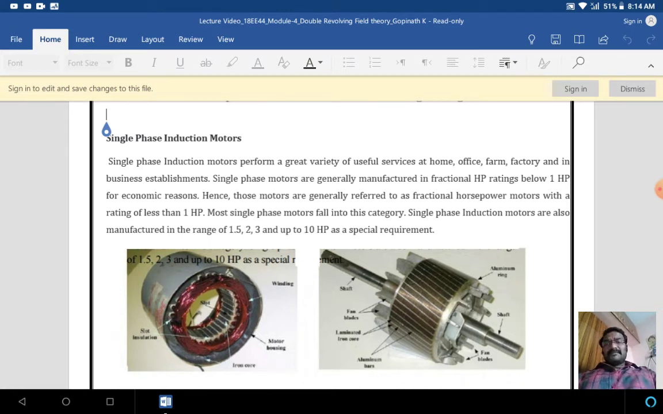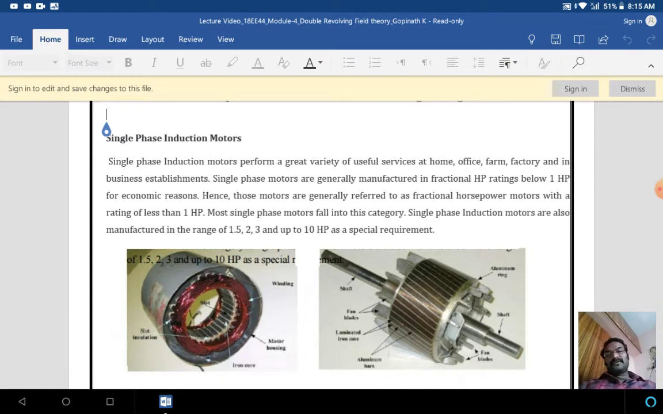Okay, what is double revolving field theory? Later we will see. First we see what single phase induction motors are. Single phase induction motors perform a great variety of useful service at home, office, farm, factory, and in business establishments. Single phase motors are generally manufactured in fractional HP, like 0.5 HP, 0.3 HP, 0.2 HP. Hence those motors are generally referred to as fractional horsepower motors with a rating of less than 1 HP.